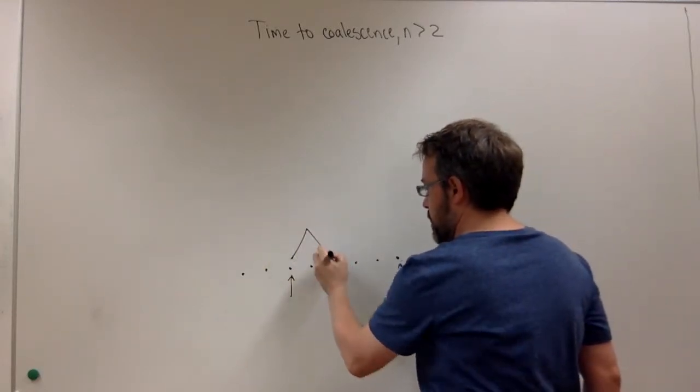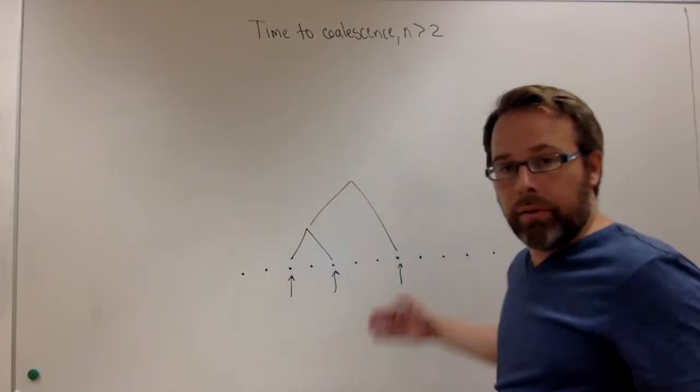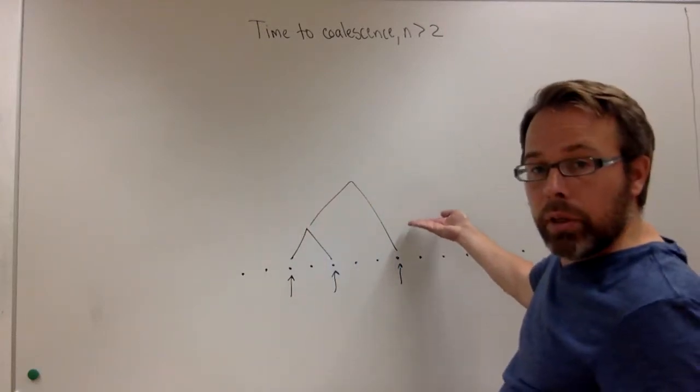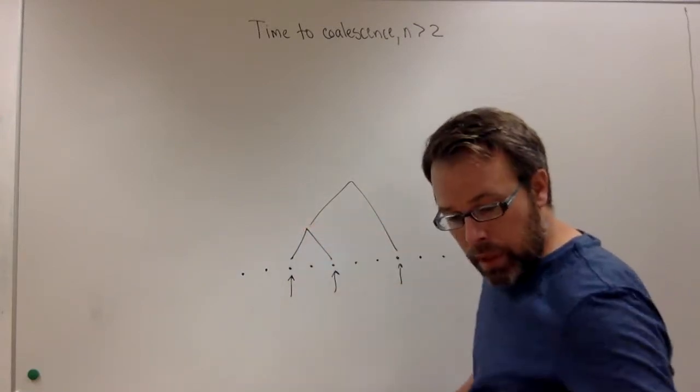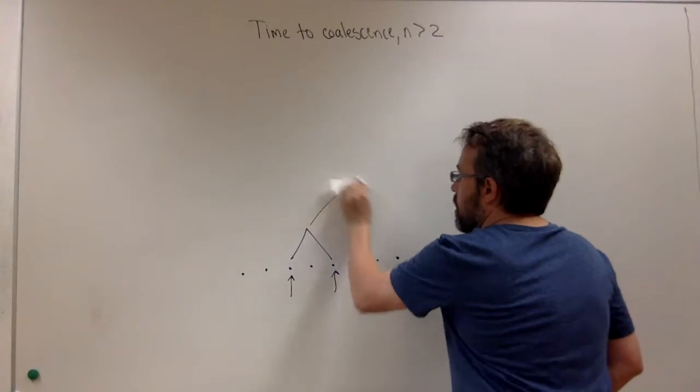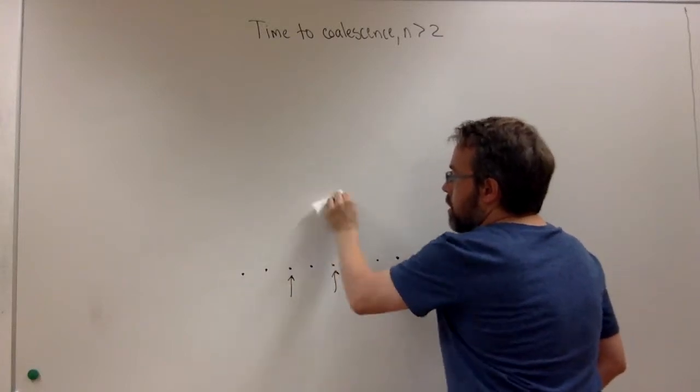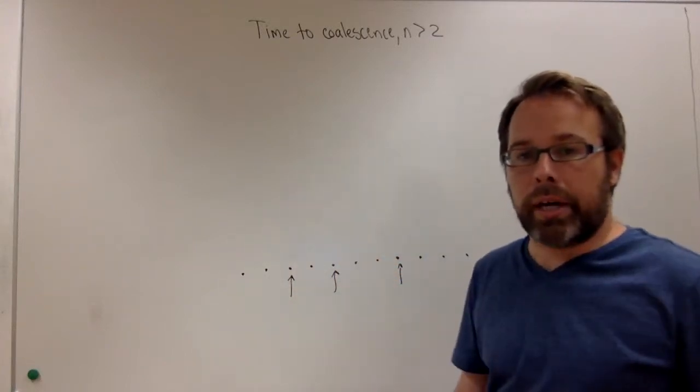Because ultimately the tree is going to look something like that, right? So if we're going back in time, the first event we're waiting for is this first coalescent event. So if we have 3 individuals, the question is, how does that change the waiting time?